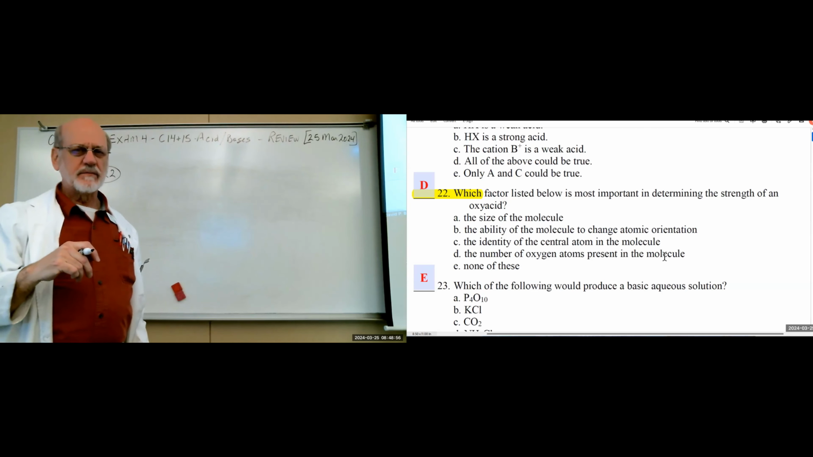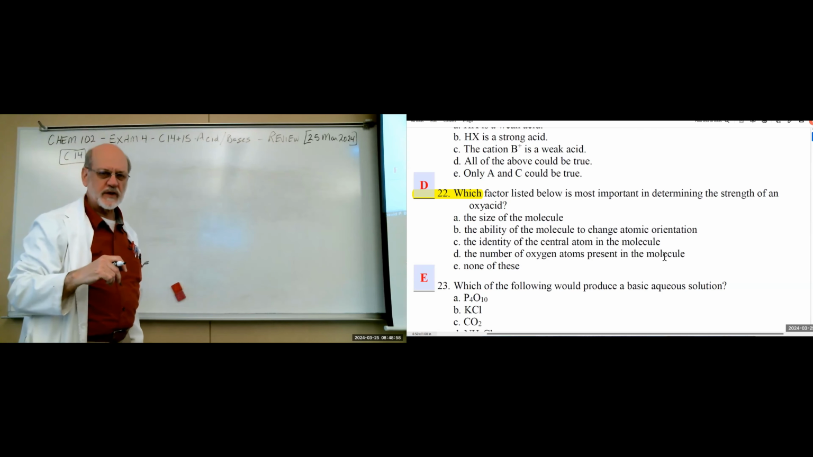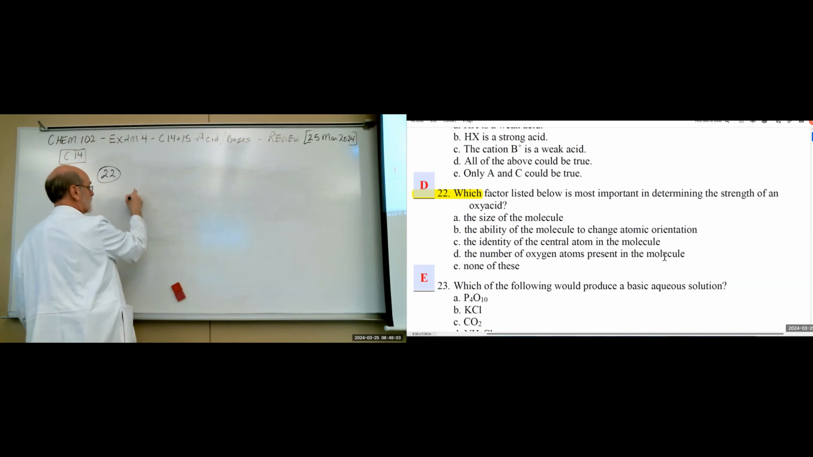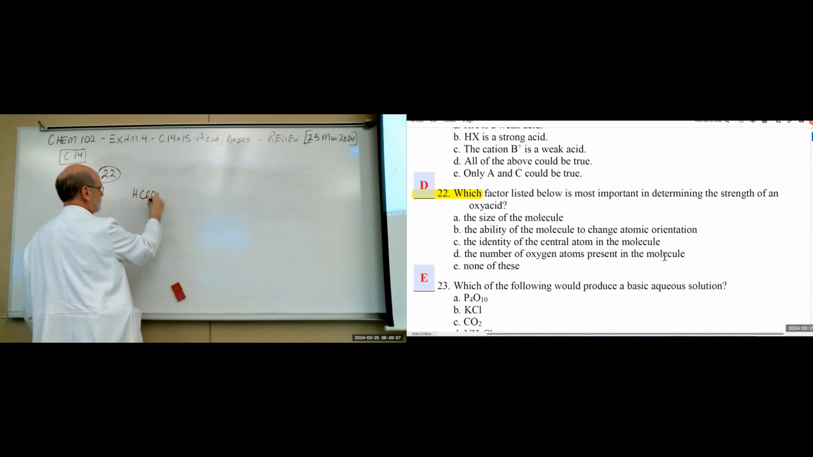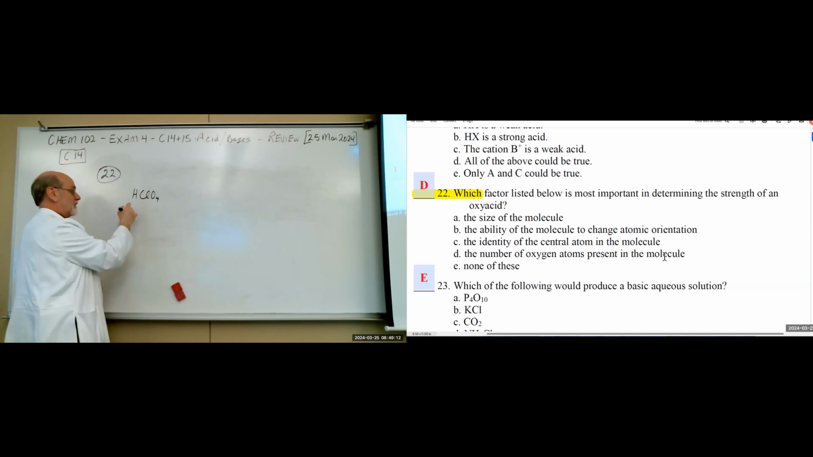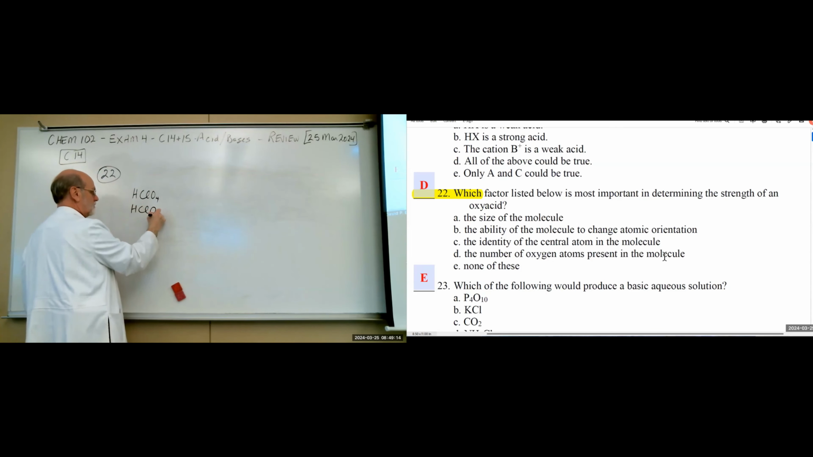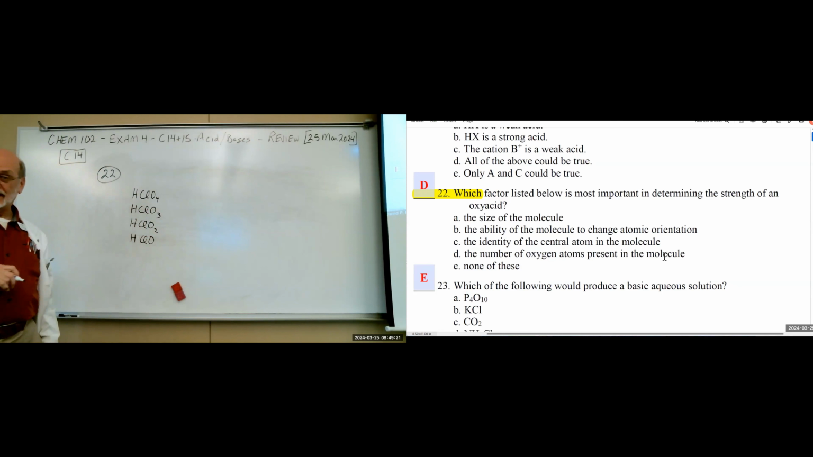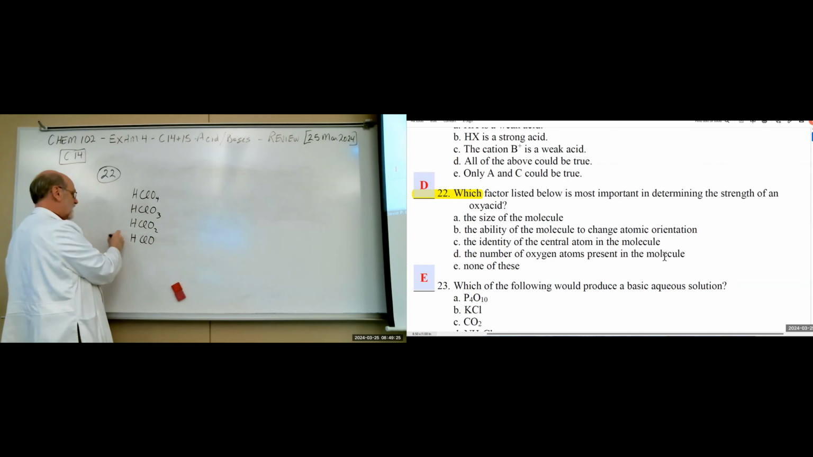Which factor listed below is most important in determining the strength of an oxyacid? Well, we were just looking at the conjugate base of an oxyacid. There's an oxyacid, there's another one in the family like this, and another one in that family like this. How do these acid strengths compare? The strength of the acid increases in that direction.